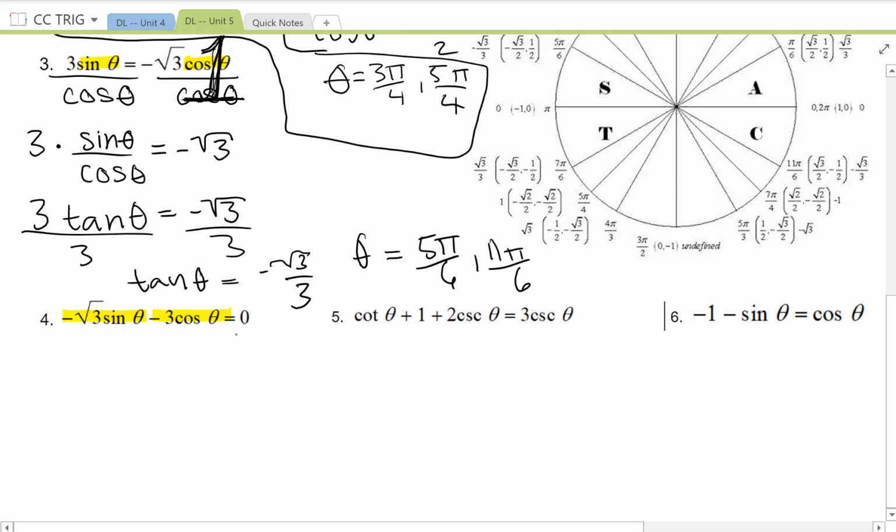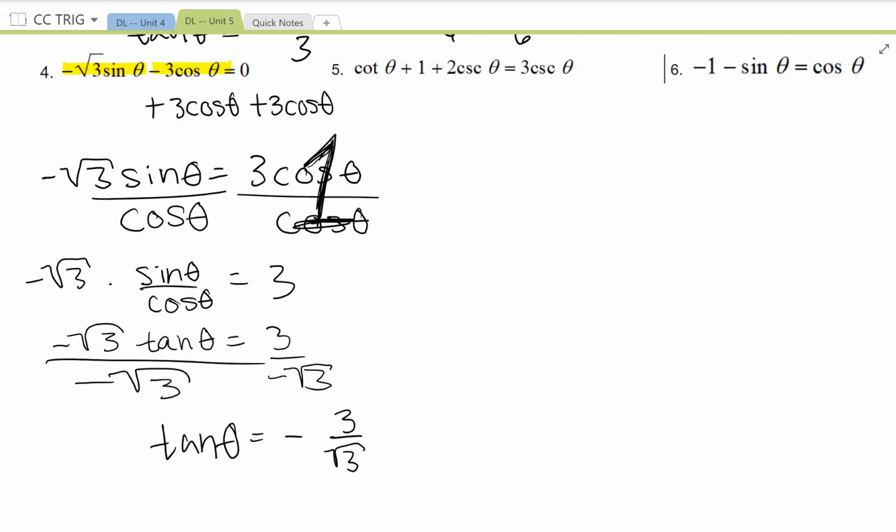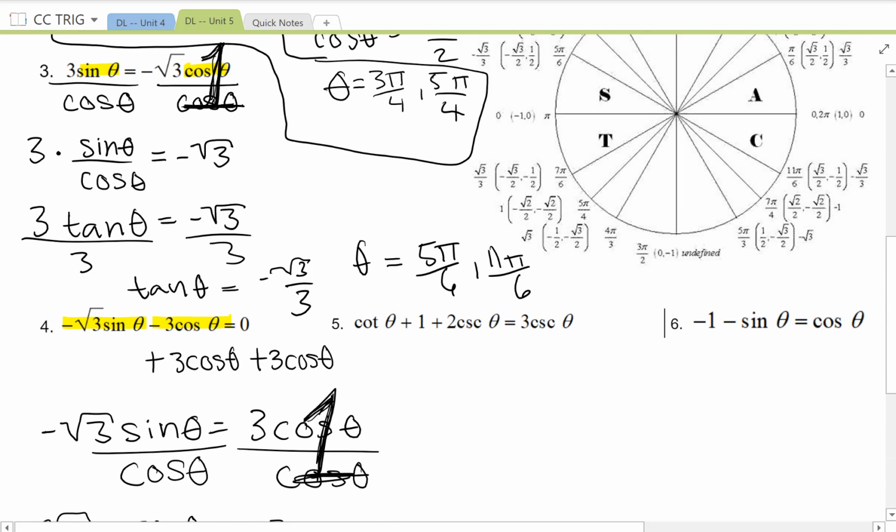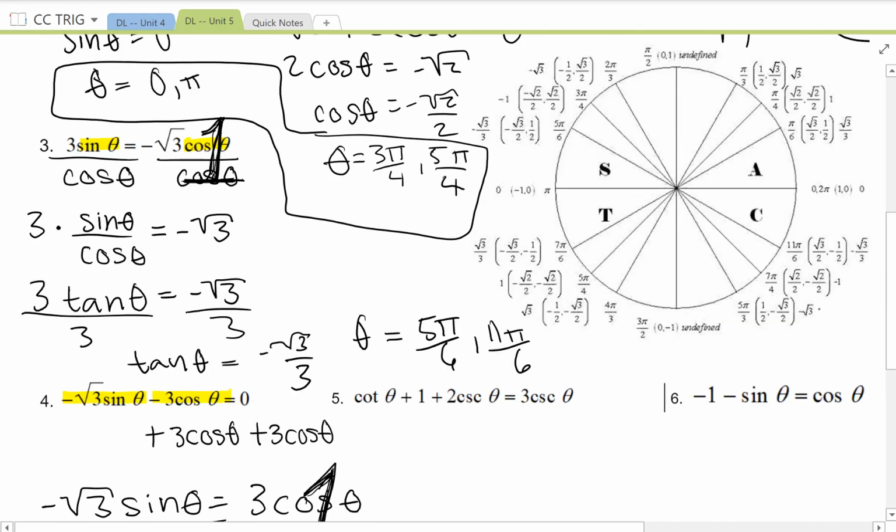I want you to pause the video and try to solve number 4 similarly to the way we did number 3. I'm going to do it on my own and show you the work in a second. Hopefully you rationalized or noticed, hey, that doesn't look quite right, and you get negative root 3. So where is tangent theta equal to negative root 3? That would be at 5 pi thirds and 2 pi thirds.